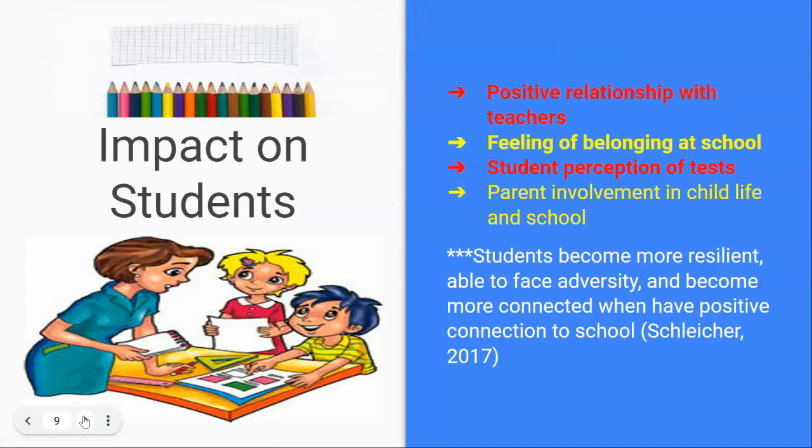Impact on students. Positive relationships with teachers, a feeling of belonging at school, and student perception of tests: the better perception they have of tests, the less anxiety they have. Parents being involved in a child's daily life in school are all positive things that help them have a better attitude and a better sense of belonging at school. Students become more resilient, able to face adversity, and become more connected when they have a positive connection at school.